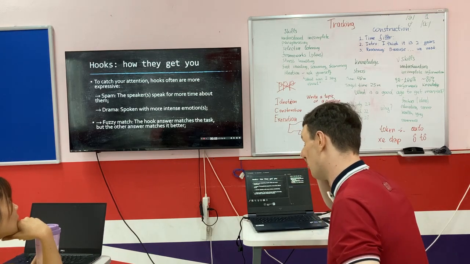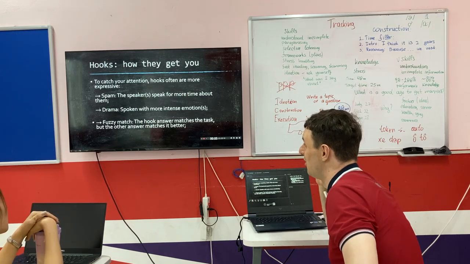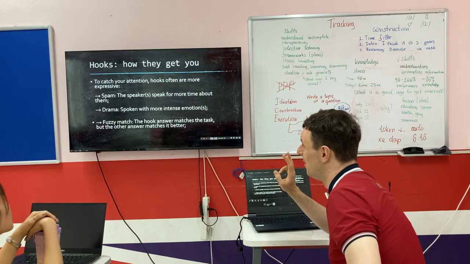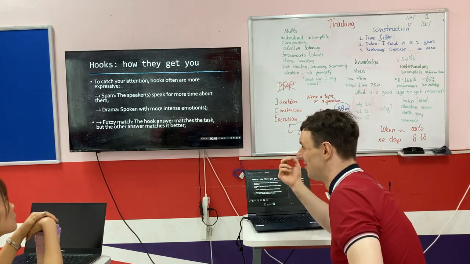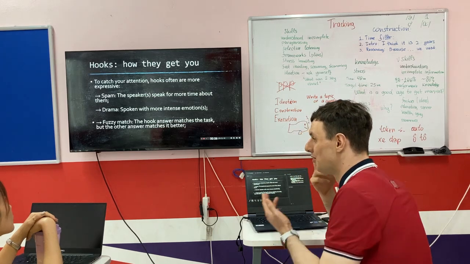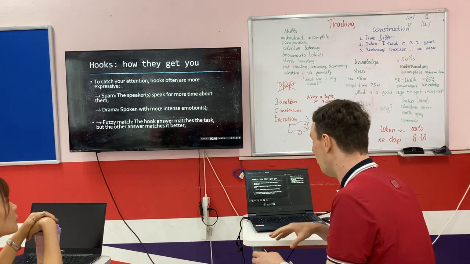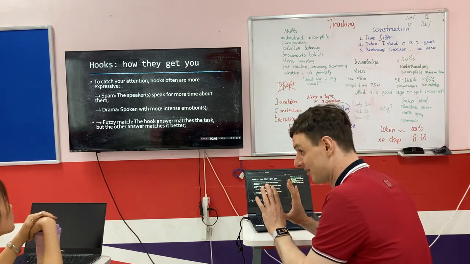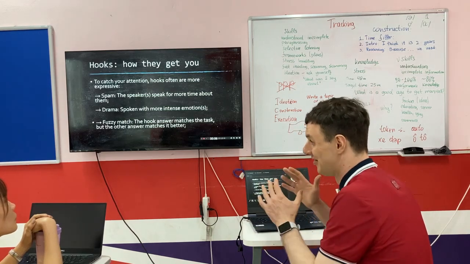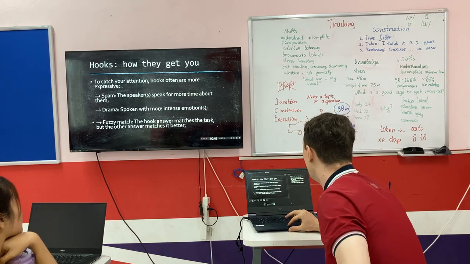The third type of hooks is actually the most advanced type of hooks, fuzzy match, basically. Fuzzy match is when you have two or more answers that both technically fit. Grammatically, they fit. But you have to decide which one is the better fit. So you can put one, you can put another, but you have to understand which one is the best. They're both correct, there is no incorrect one, but one is better than the other. You have to decide which one is better. This is how it is.